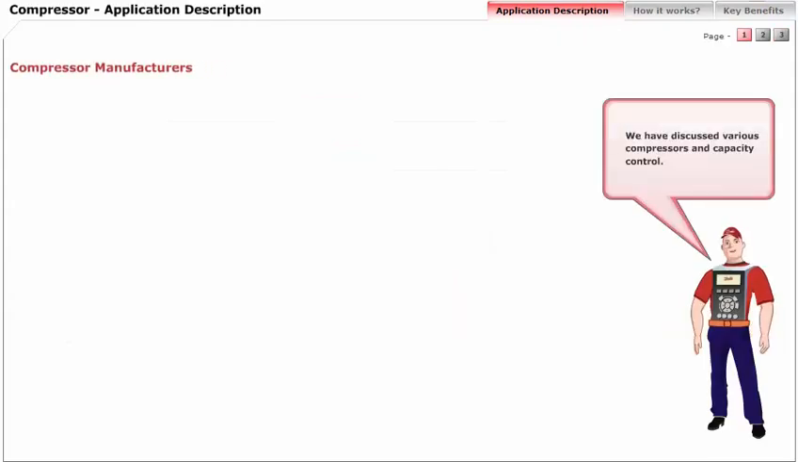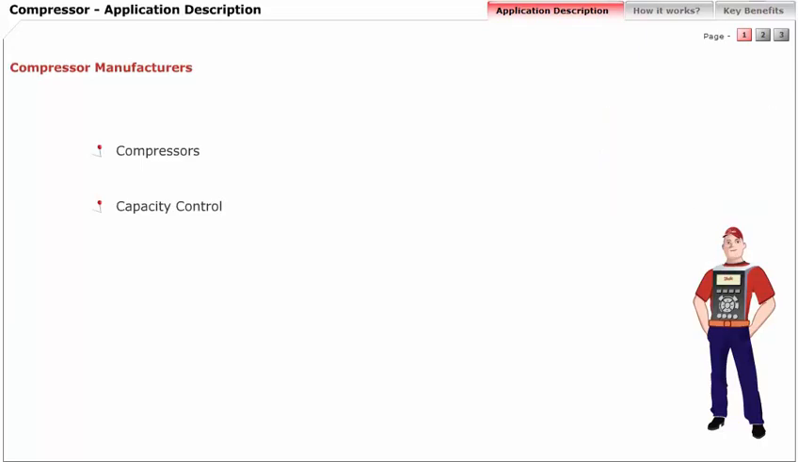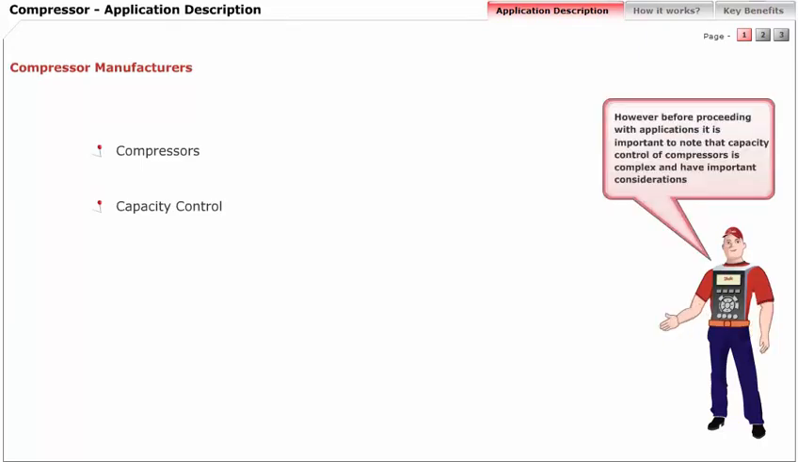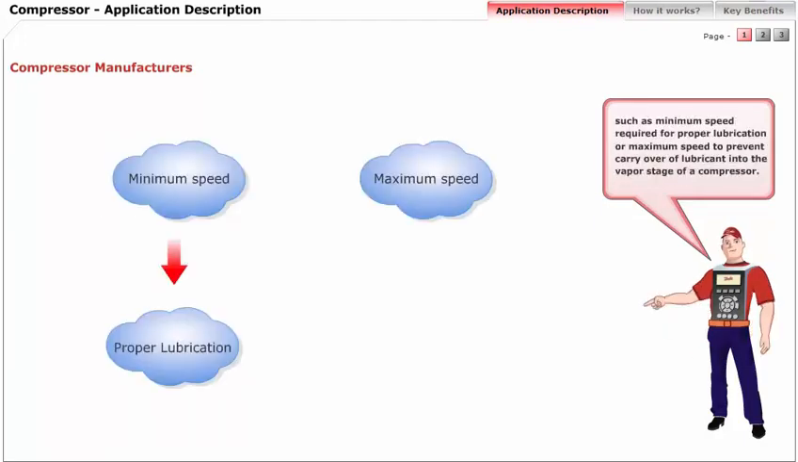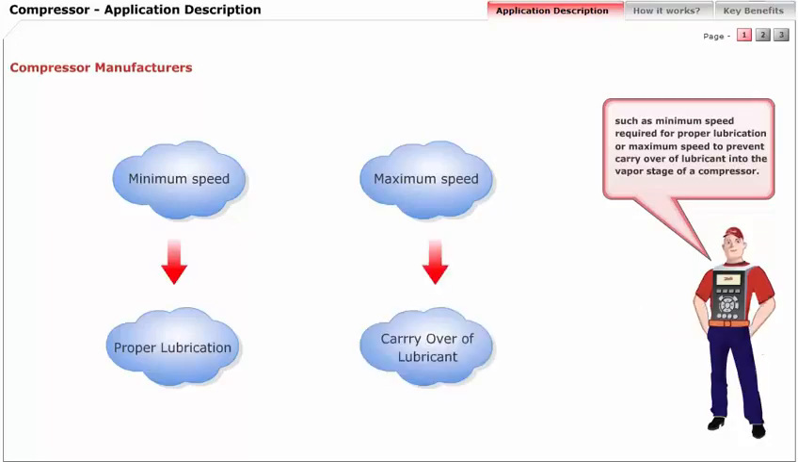We have discussed various compressors and capacity control. However, before proceeding with applications, it is important to note that capacity control of compressors is complex and has important considerations, such as minimum speed required for proper lubrication, or maximum speed to prevent carryover of lubricant into the vapor stage of a compressor.